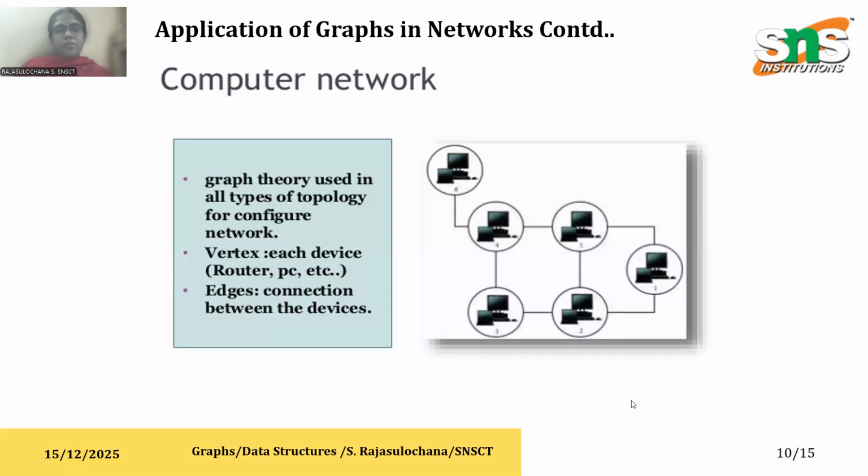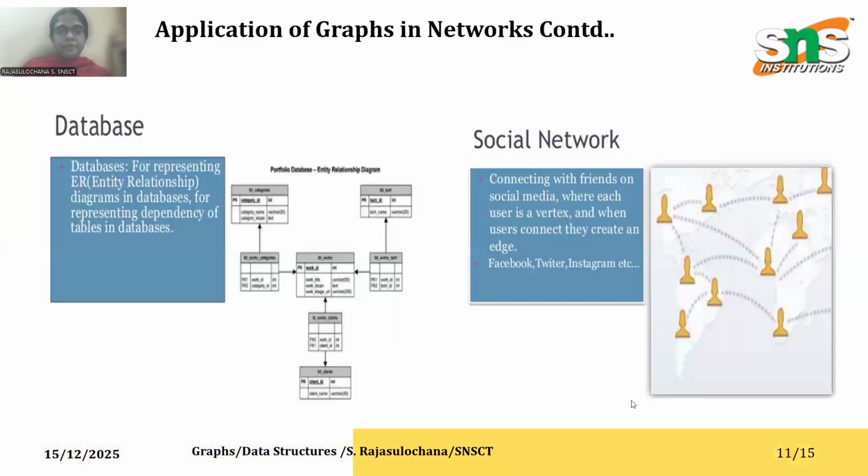Graph theory is also used in configuring networks. For example, it is used in all kinds of topologies, be it bus topology, ring topology, or star topology. Graph theory is used in all types of topology in configuring a given network. Each device or router can be considered as a vertex, and the connection between the devices is considered as the edges here. It is used in databases for representing the entity relationship diagram, and it is also used for representing the dependency between the tables in a database.